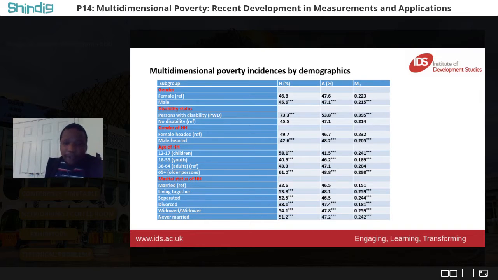And also, as expected, looking at the age of household heads, you find that households headed by older persons and children have higher poverty incidences. Mainly, these are the groups that are not very economically active. And in most cases, for example, in households headed by children, these are orphan children. And then in terms of marital status, poverty levels are lower amongst households headed by married couples. Next slide.